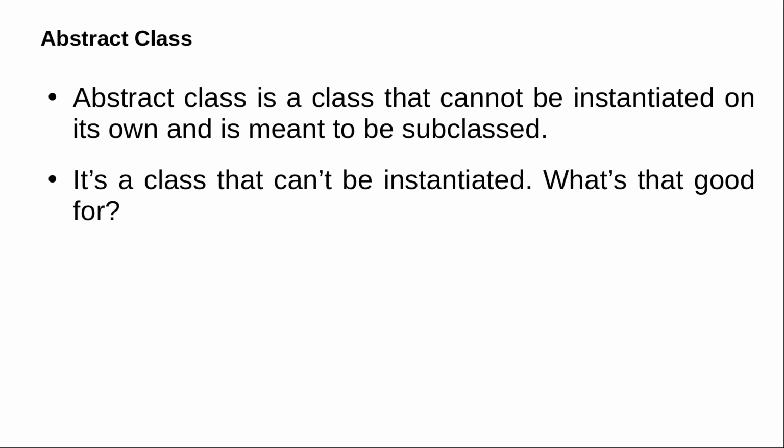In previous class we have seen inheritance and polymorphism. Today let us see abstract classes. Abstract class is a class that cannot be instantiated on its own. It is meant to be subclassed. Usually classes are used to create objects, but with this abstract class we cannot create objects. Then what is the purpose of this abstract class?